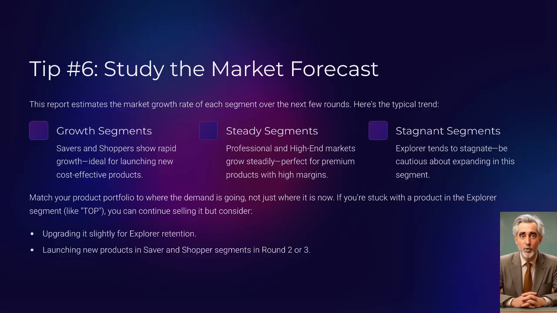If you're stuck with a product in the Explorer segment, like Top, you can continue selling it but consider upgrading it slightly for Explorer retention. Launching new products in Saver and Shopper segments in round 2 or 3.